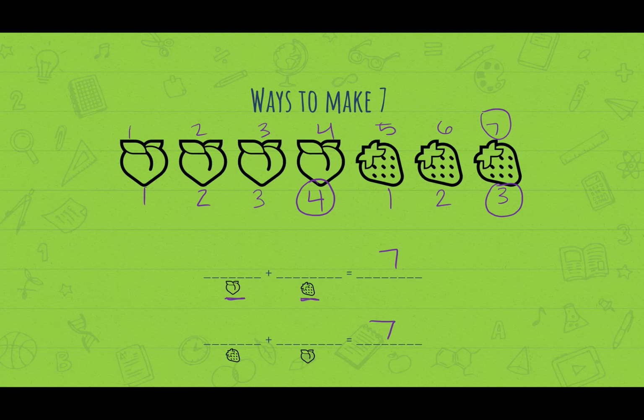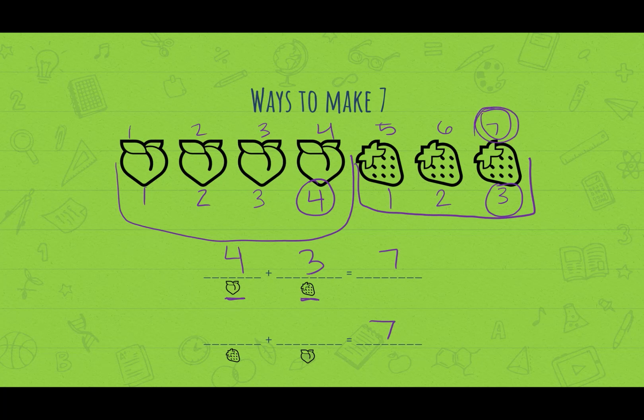So let's count how many peaches we need to put down and how many strawberries we need to put down. So we're looking at our group of peaches. So this is our group of peaches right here. We know we have 4 peaches. And we're looking at our group of strawberries. We know that we have 3 strawberries. So a group of 4 peaches plus a group of 3 strawberries is equal to 7 fruits altogether.